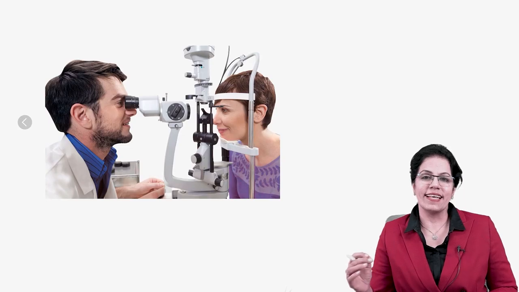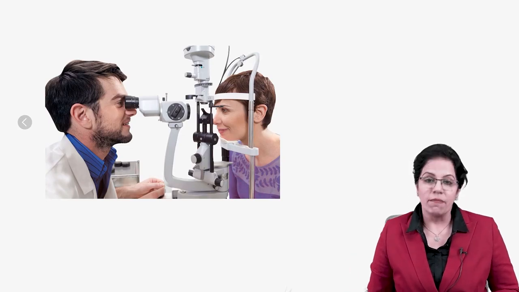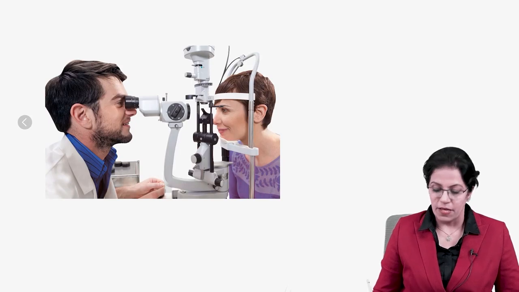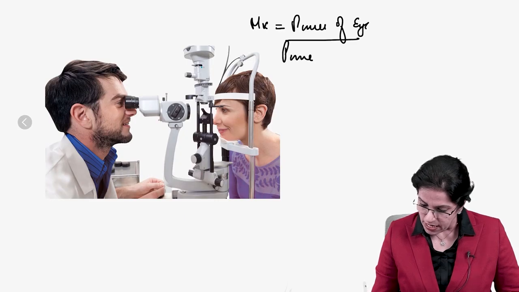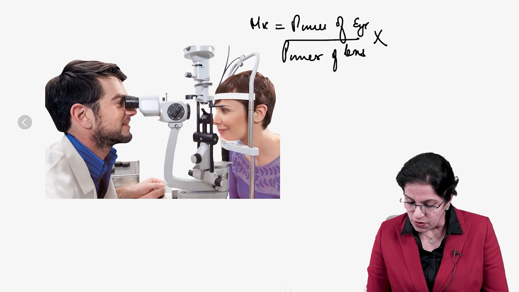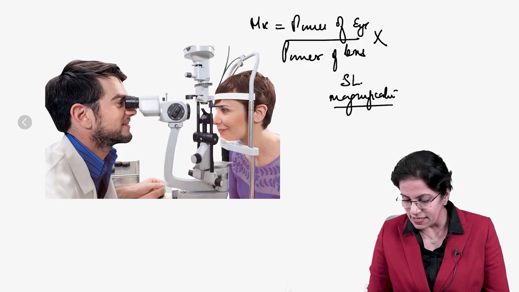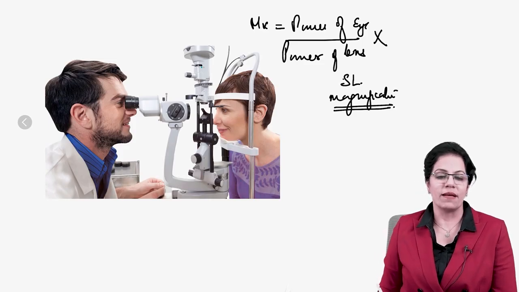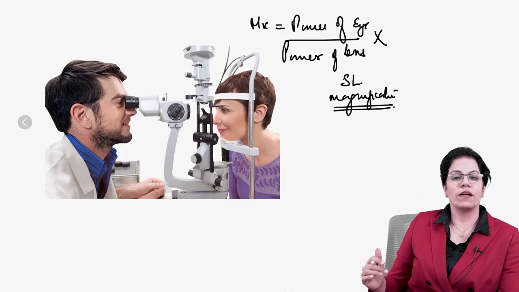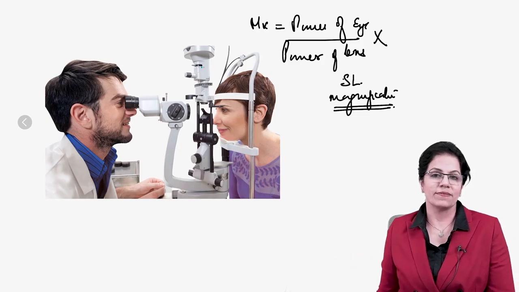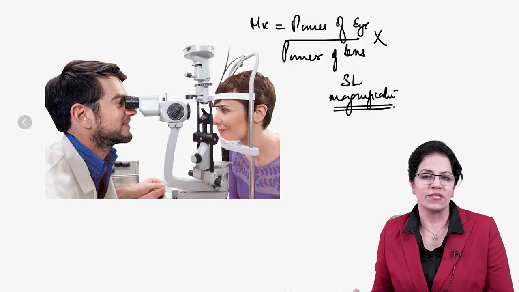If they ask you, this is a little extra point, how do you calculate the magnification during slit lamp? So again, for the slit lamp, the magnification is the same, power of eye upon the power of lens that you're using. Okay. And apart from that, we have to also multiply with the slit lamp magnification. Okay. This is the total magnification through slit lamp. Right. So power of eye upon power of lens into slit lamp magnification. Even if you don't want to learn, it's okay. They haven't asked you this.